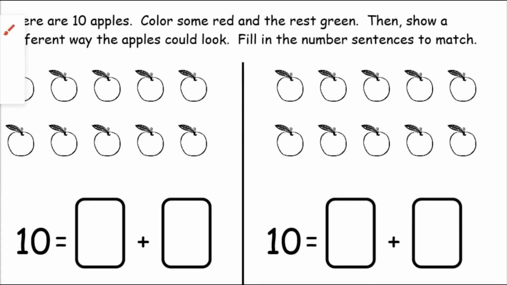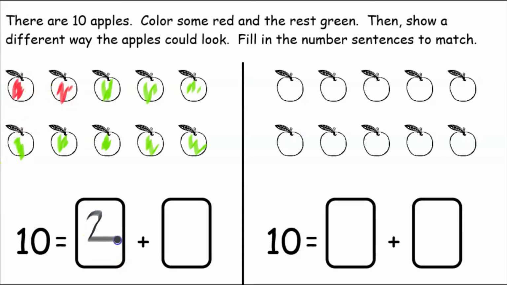Okay, let me get my red out. There are a couple different ways we could have composed the number 10. Let's see if you guys did it a similar way to mine. I'm going to color 2 of them red and then the rest of them green, and start thinking about what parts I made first. What are my first round of parts for this number sentence? Okay. I have 2, which means one of my parts is 2, and then my other part is 8. So 10 equals 2 plus 8.